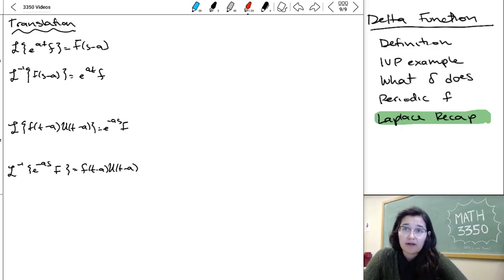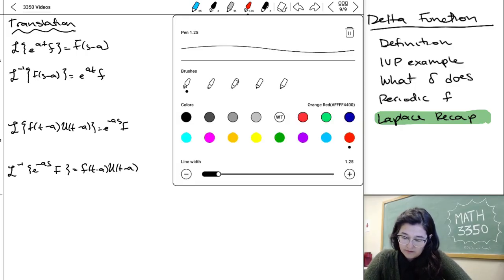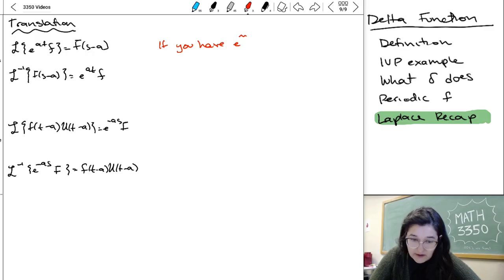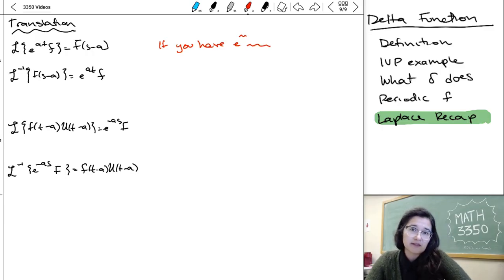So when to use these properties? Let me make this one a little fatter, I guess. Normally it's skinny. So L of e to the at times f, we just use if you have an exponential of something times some stuff on your right-hand side. This can have some overlap with other things we've learned. So for example, like e to the 2t times t, you could go ahead and do it this way, or you could do it with the multiplying by t property. It's kind of like your choice.